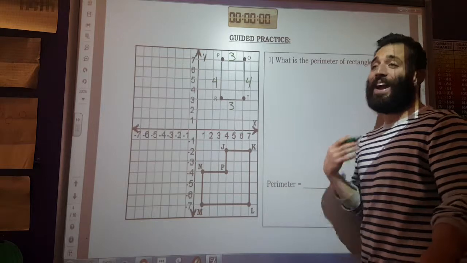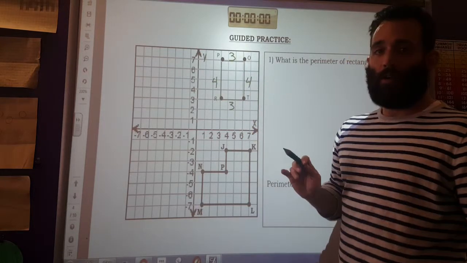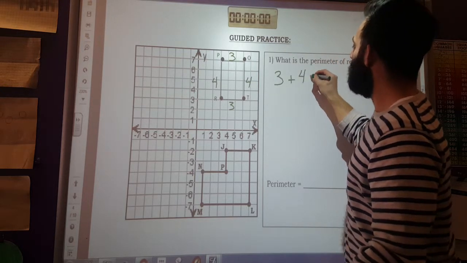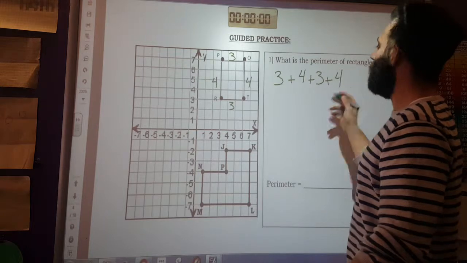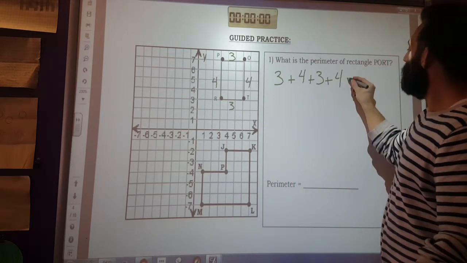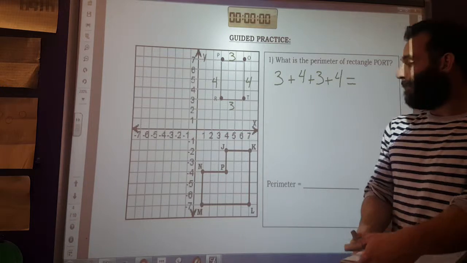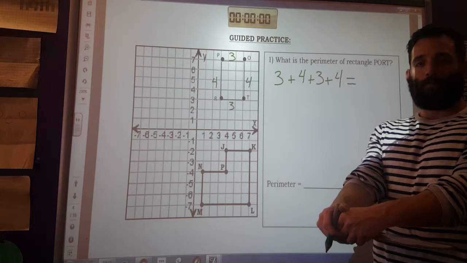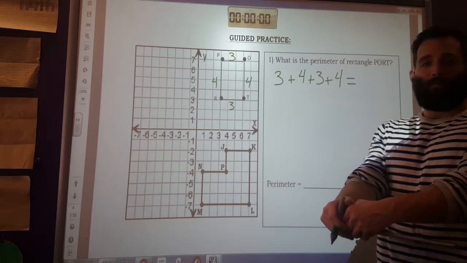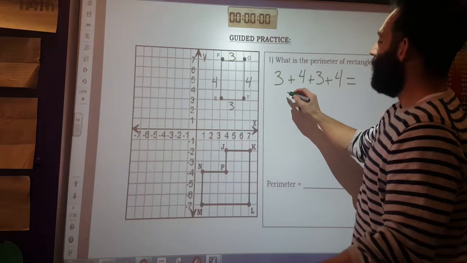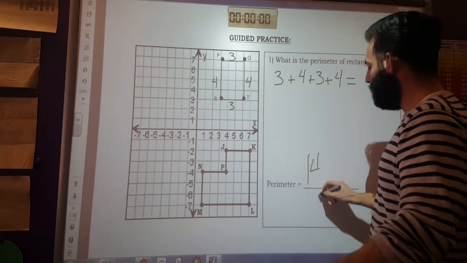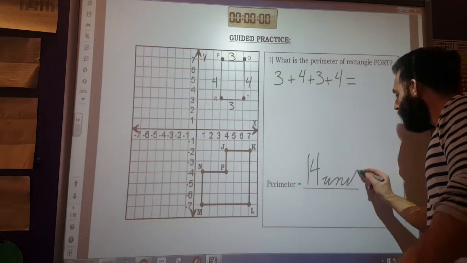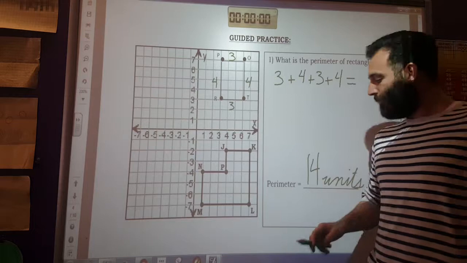So I can find my perimeter by adding up, by finding the sum of all of my sides. So 3 plus 4 plus 3 plus 4. And you should be able to add that up on your own. So go ahead and do that. If you ended up with 14, you're wrong because you forgot the units. 14 units.